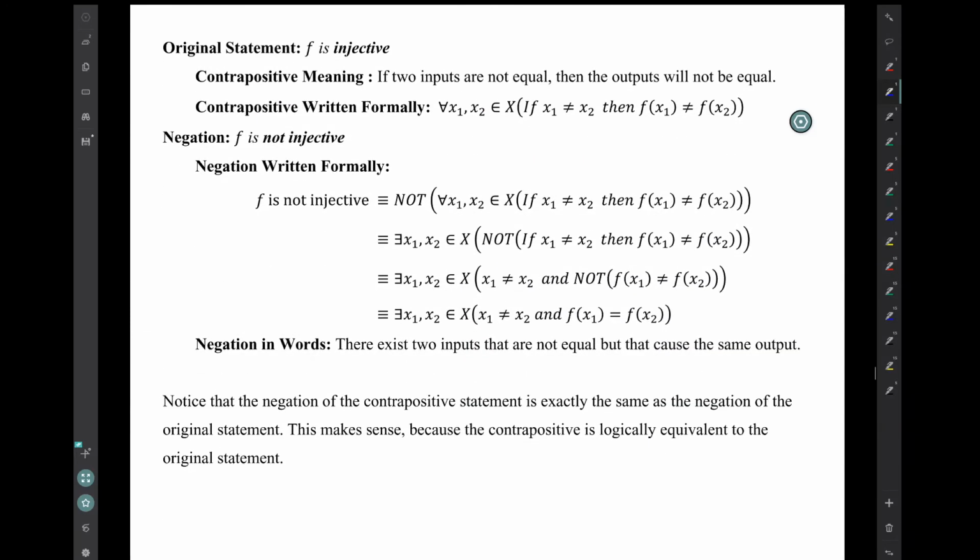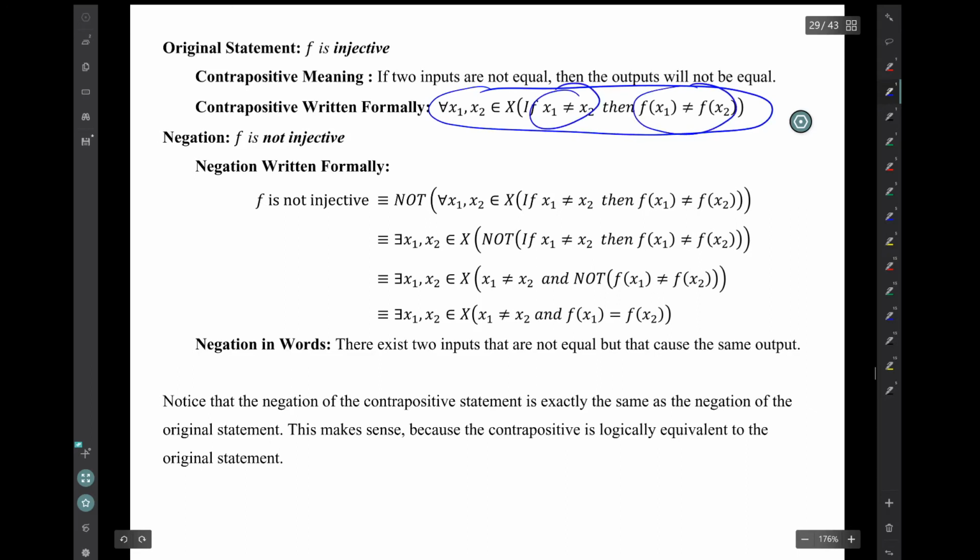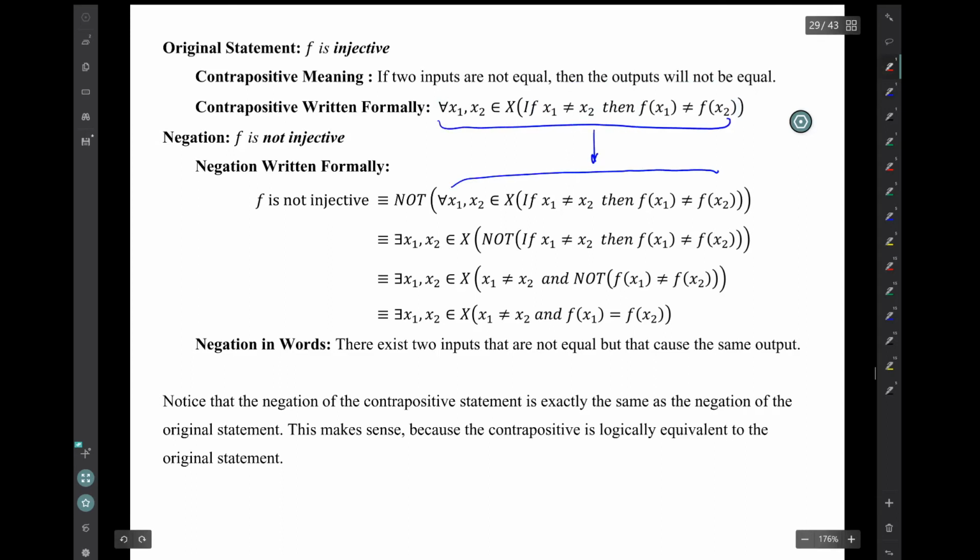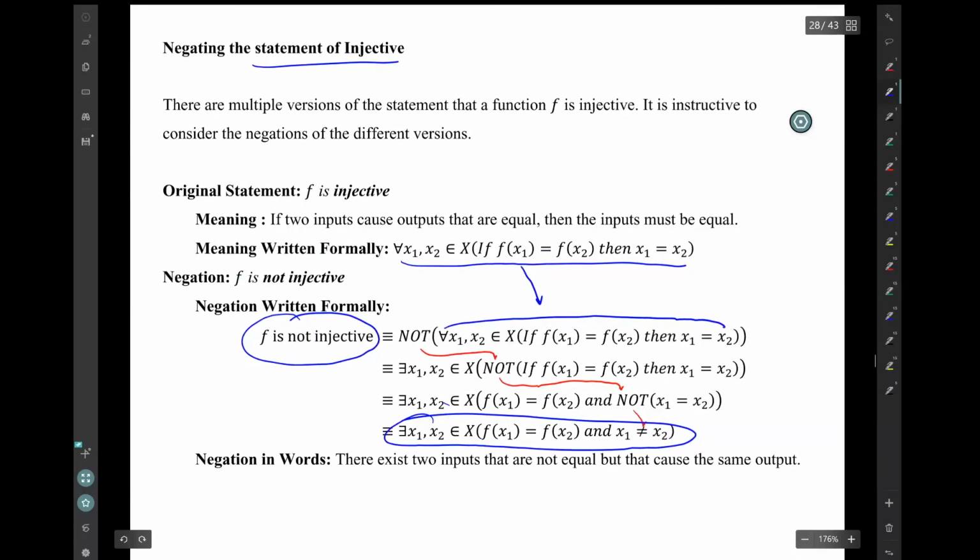There's another way of saying that F is injective, though. There's the contrapositive statement. Remember this one? For all pairs of inputs, if the inputs are not equal, then the outputs are not equal. It would be interesting to try negating that and see what we get. Well, if we negate that expression for the statement of F being injective, what's really cool is if we put the negation in front and we simplify it, we end up with this, which is exactly what we ended up with in the previous page.